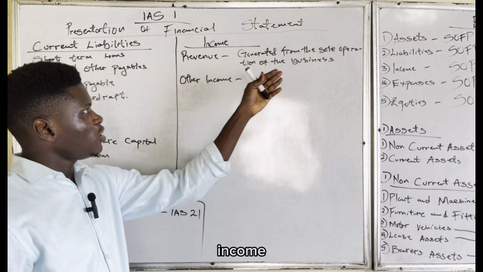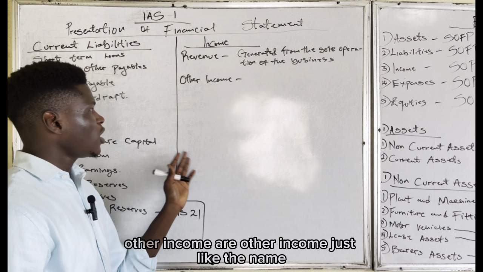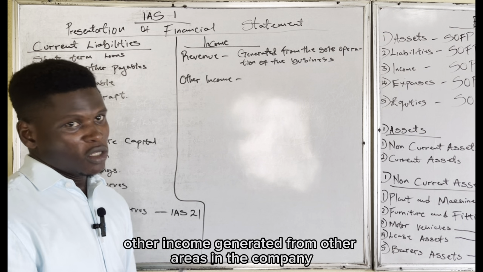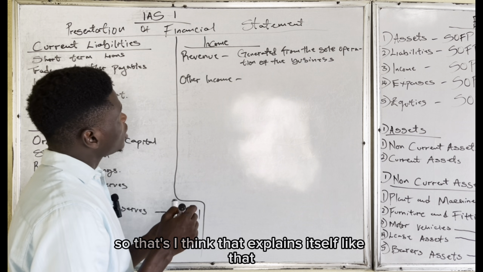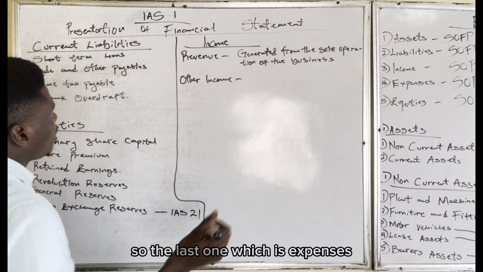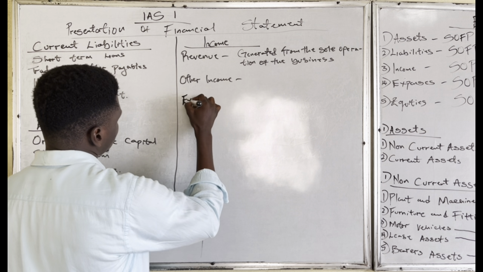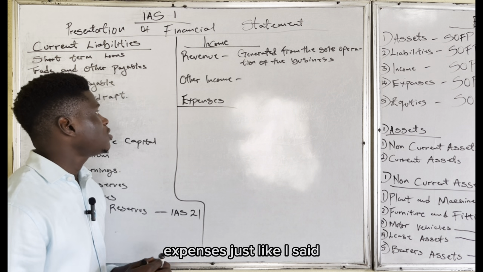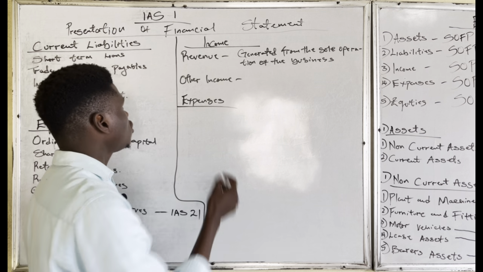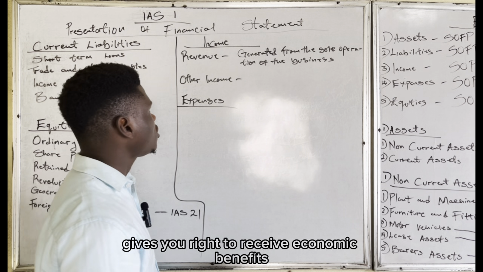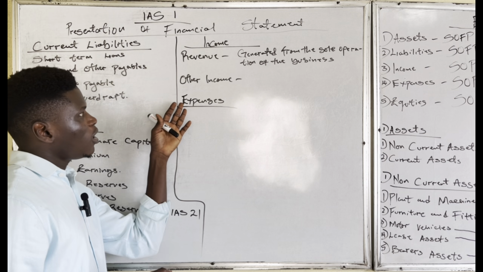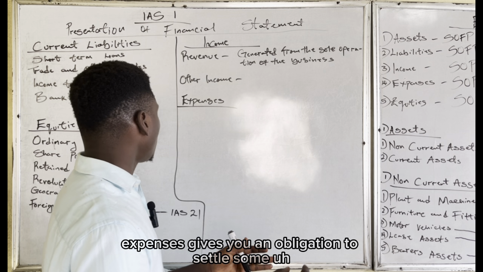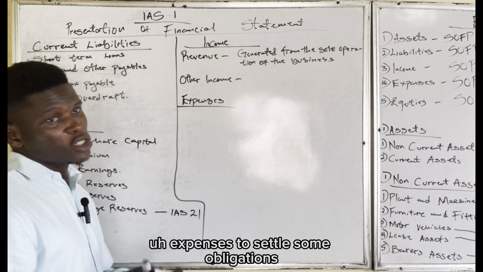So while revenue is income generated from the sole operation of the business, other income is, just like the name, other income generated from other areas in the company. So I think that explains itself. So the last one is expenses. Expenses, just like I said, are basically outflow of cash. Just like income gives you rights to receive economic benefit, expenses give you an obligation to settle some obligations.